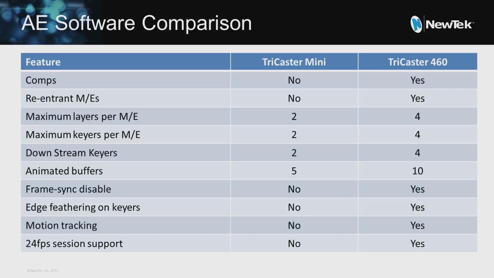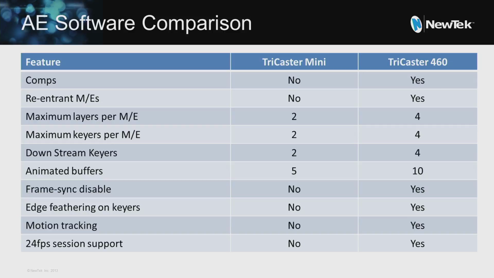More layers and more keyers per ME. So it just allows more complex virtual sets and ME effects that can be created because you have access to more layers in there. More downstream keyers, going from 2 to 4. Another big enhancement there.